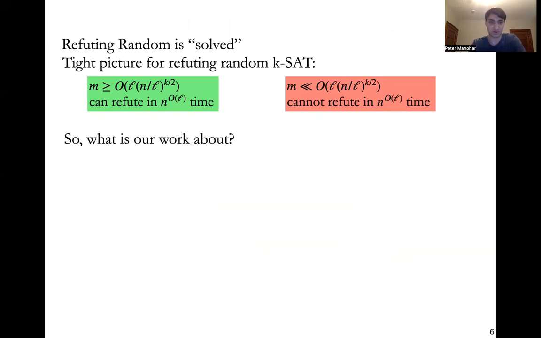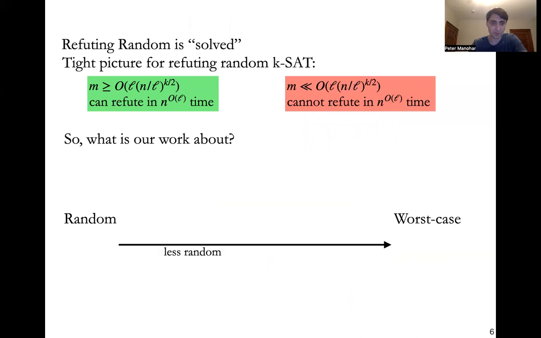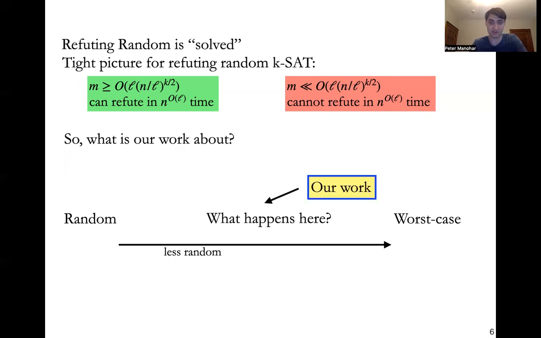So what is our work going to be about? Well, I could draw this picture where on the left I have fully random instances, which have the most amount of randomness possible. And on the right, I have worst case instances, which have almost no randomness whatsoever. And we can ask, what happens in the middle? What happens if we have an instance which has some amount of randomness, but isn't quite as random as a fully random instance? And so that's going to be the focus of our work.